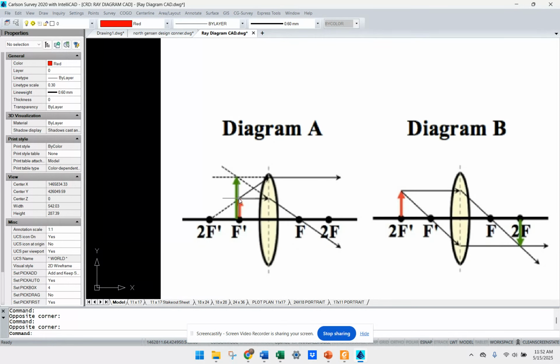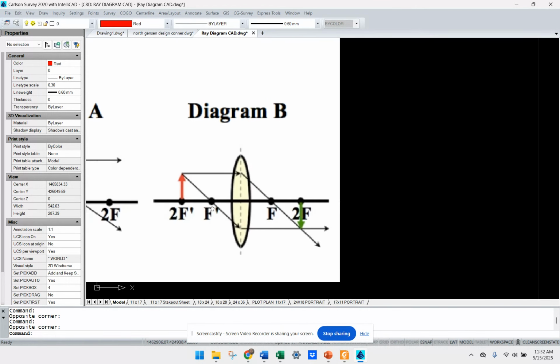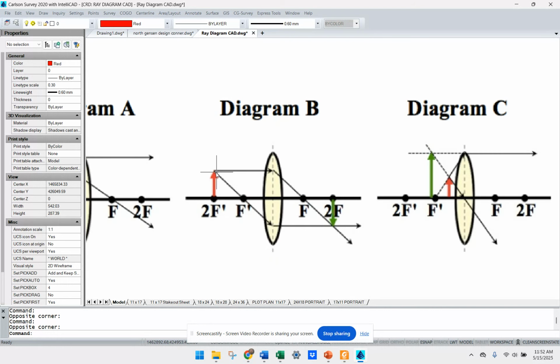That's true. This one is an extension of 2F and trying to say parallel. No, absolutely not. This would not work. And in fact, if the object is on the focal point, there is no image. If we bump over here to B, parallel in through the focus, yes. Through the focus, parallel out, that would be yes. So B would be true.